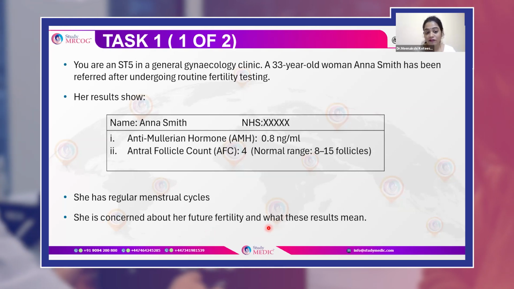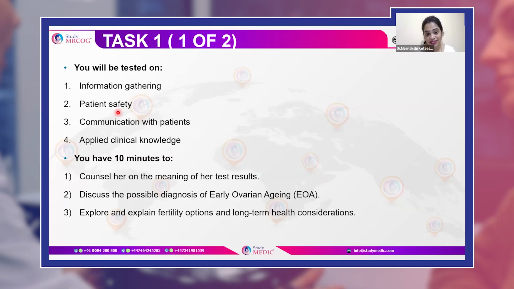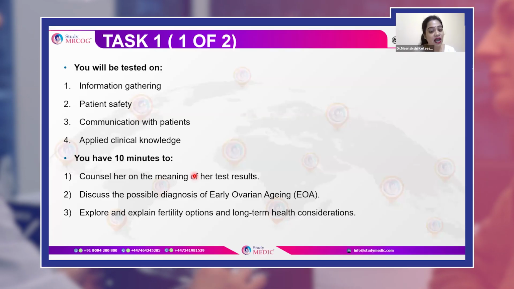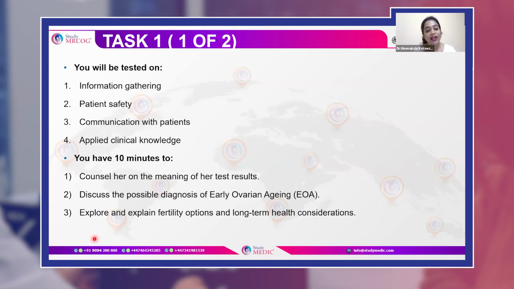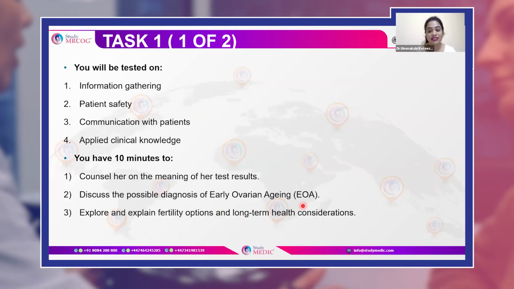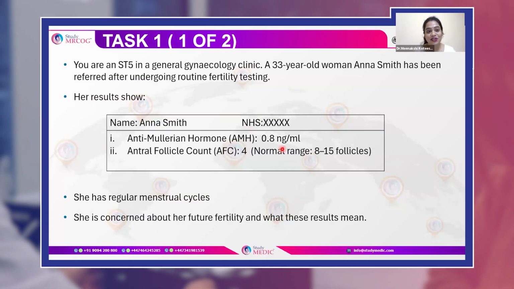The agenda is that you'll have to talk about her future fertility, and please read the domains on which you're being tested. Here you have to explain what the results are, which means that she's not aware of what her results are. You have to explain the diagnosis of early ovarian aging, and also talk about the fertility options as well as the long-term health considerations in terms of early ovarian aging. So without further ado, let's get straight into the video.